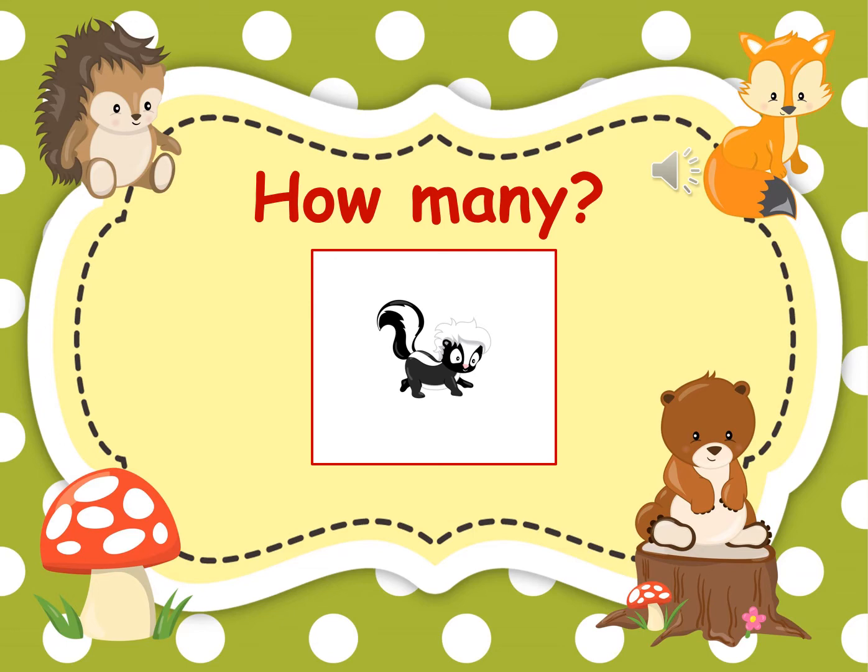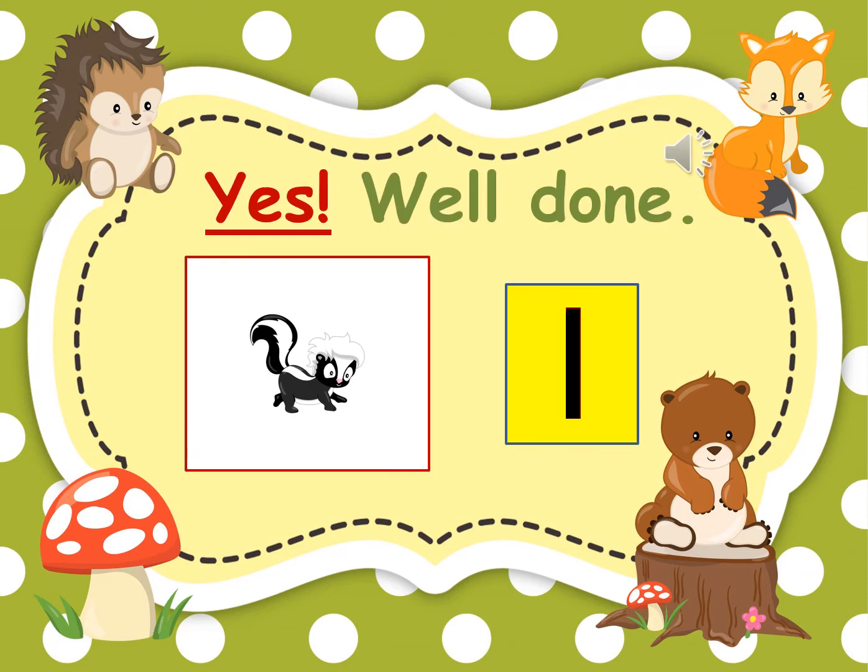Now let's look at this picture. Can you guess how many animals you can see? Let's find out if you are right. Yes, you are right. Well done. There is one skunk in this picture. Good job.